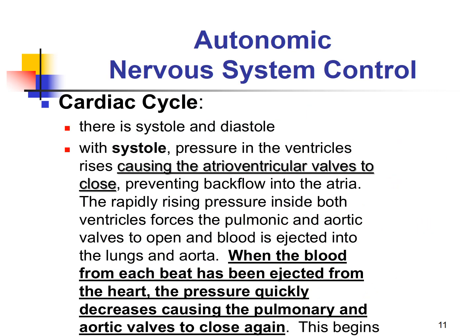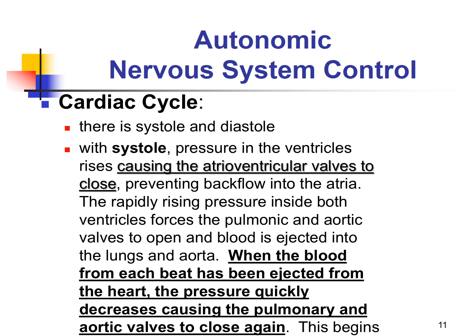Next slide. And then the cardiac cycle, which is part of the autonomic nervous system. There is systolic and diastolic, and with systole, what you're seeing is that the ventricles rise in pressure, causing the atrioventricular valves to close, right? Which, like I said earlier, prevents the backflow of blood into the atrium. The pressure rises inside both ventricles, which forces the pulmonic and the aortic valves to open, and then blood is ejected into the lungs and the aorta.